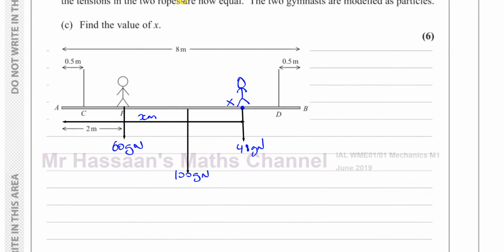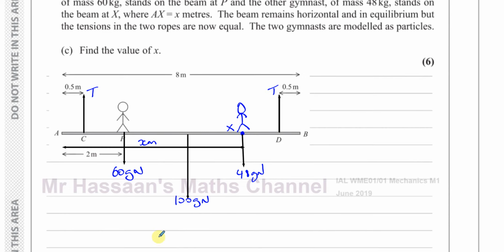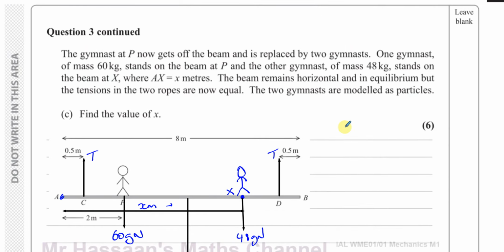Then it tells us that the tensions in the two ropes are equal. Of course the tensions are not the same as before, because the situation has changed now. But the tensions of the two ropes are now the same. So this second gymnast is standing at X such that the tensions in the two ropes will be equal to each other. So we're just going to call that distance X. And I'm going to take moments about A to help us find what we're looking for, which is the distance X. So we're going to find the value of X. That's what part C says.